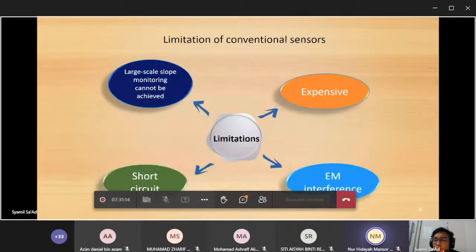There are conventional sensors widely used by civil engineers, but there are limitations, which have been presented by numerous presenters before me. They are expensive; the interferometer itself can cost about 10,000 ringgit. Large-scale monitoring cannot be achieved. There is also short circuit, since conventional sensors use electrical systems, and EM interference. This one I'm going to skip because it has been presented before.